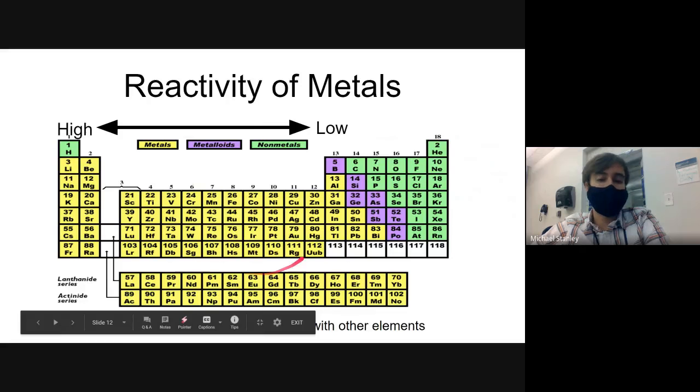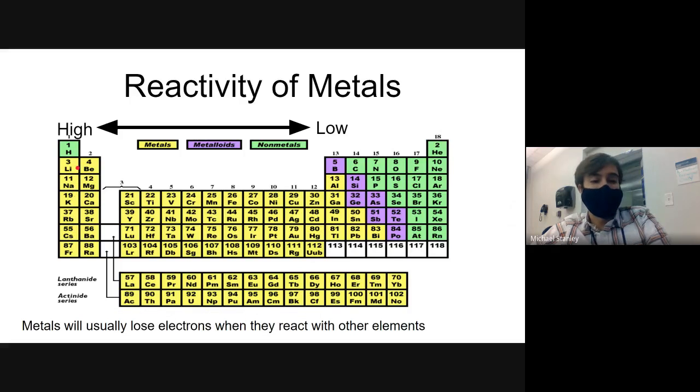So we have our metals, our shiny, malleable, conducting metals in the middle here. In general, the more reactive metals tend to be over on the left-hand side, like these guys that I talked about earlier. And then as you move to the right, the metals tend to become less and less reactive.